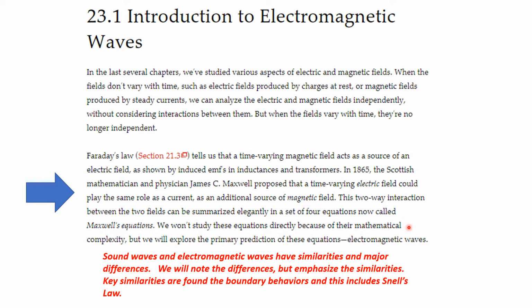Now these equations are really very complicated mathematically, involving all kinds of third-term calculus kind of things, so we're only going to explore the primary prediction of these equations, but we will talk about electromagnetic waves and, through analogy, sound waves.